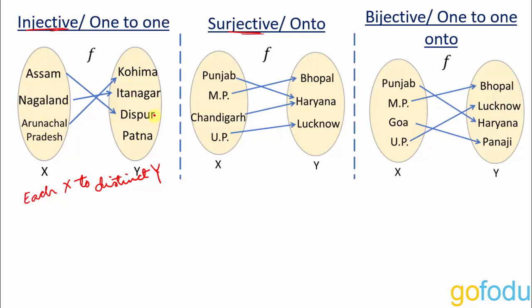Next is surjective, or onto. For every Y, there is an X. It need not be distinct, but all Y are mapped to X. Not a single Y is left unmapped. Like here we had Patna, which was left out. It was not mapped to any element in X. But here in a surjective function, no Y is left unmapped. So this is a surjective function.